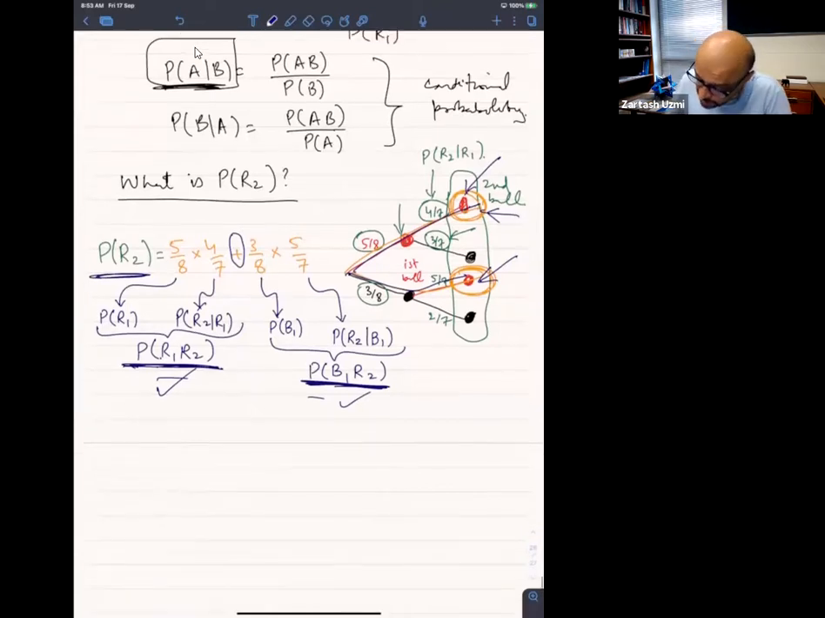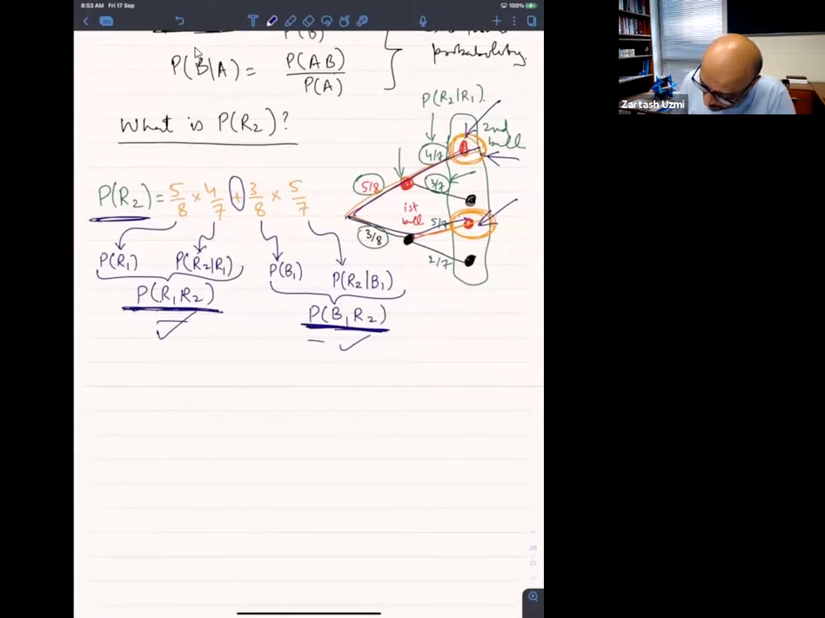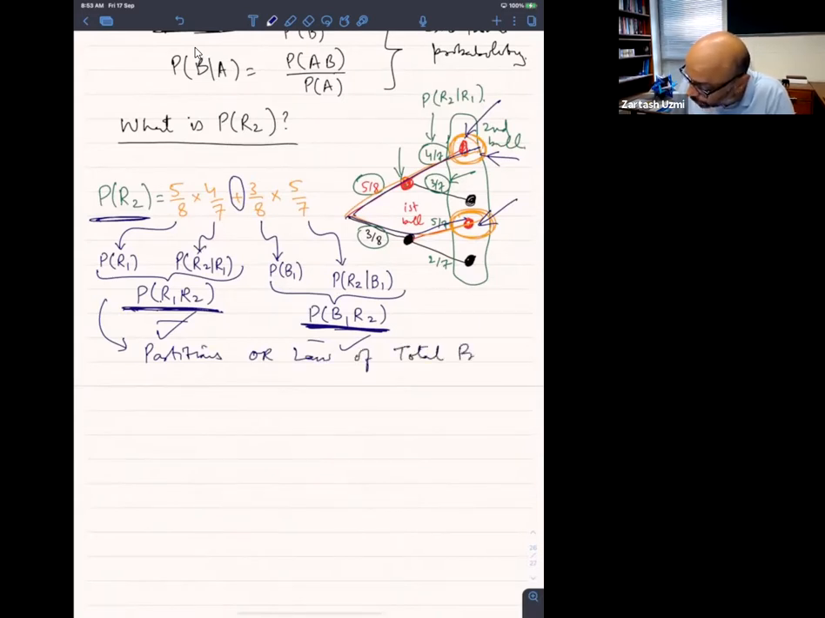This division is also called partitions, or the law of total probability. Yes, this is also called partitions. We will formally define these partitions as well.